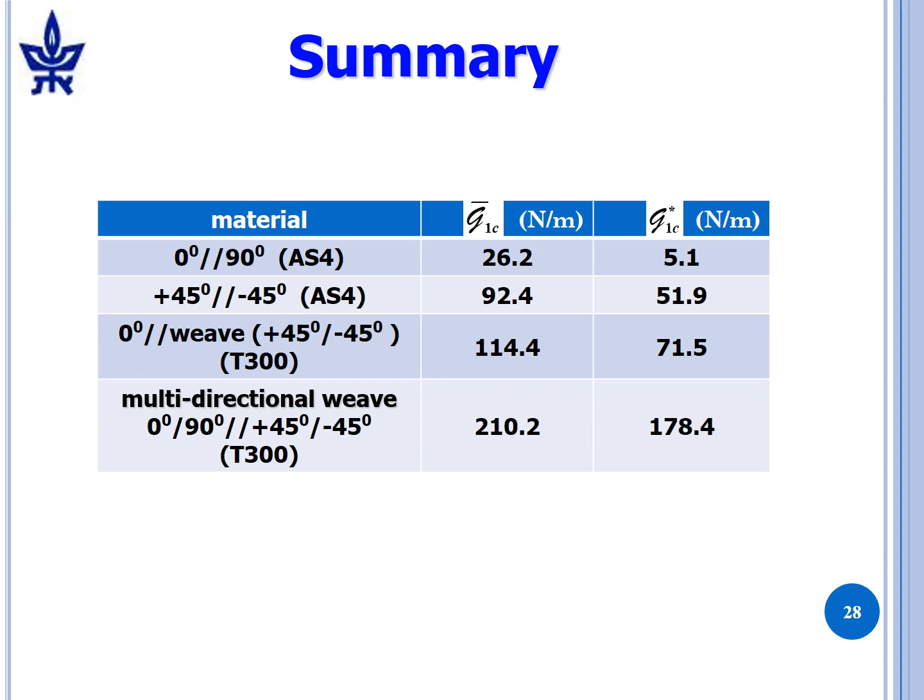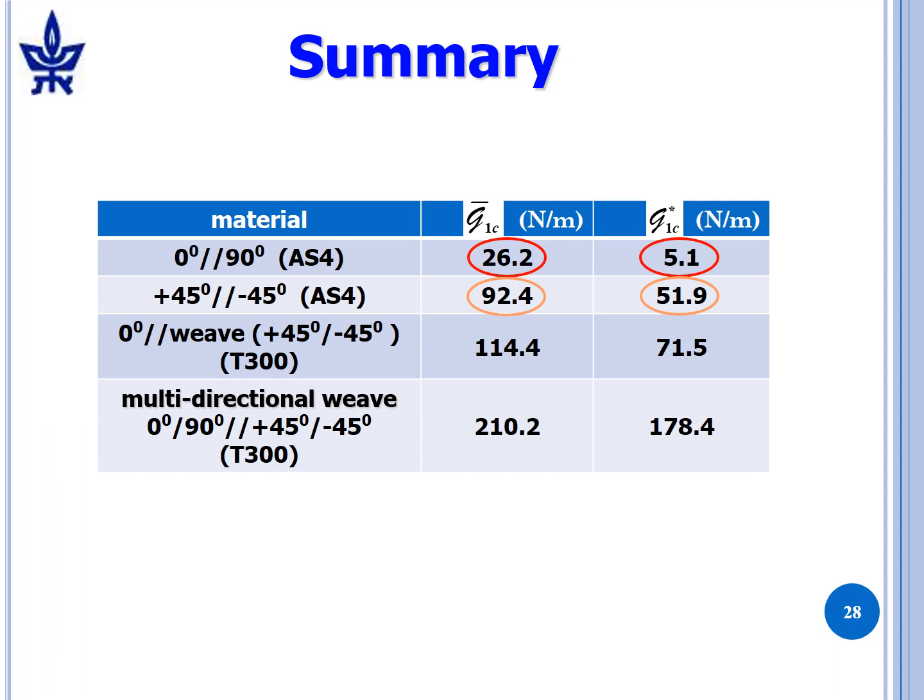We can summarize for the 4 different laminates that we considered, the 2 with AS4 carbon fibers and the other 2 with T300 carbon fibers. The first 2 materials are the same; they just have plies in different directions. For the 0-90 degree interface, G1C bar is 26.2. G1C star is quite a bit smaller, 5.6. For the plus 45, minus 45 degree plies, we have 92.4 for G1C bar, and G1C star is 51.9, which is less of a price for achieving that, because we had many more data points for a 3-dimensional analysis.